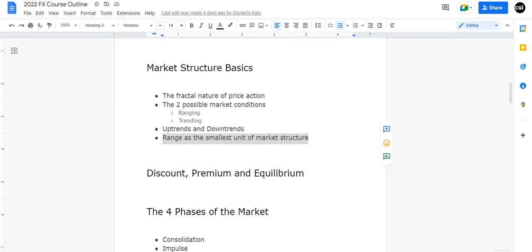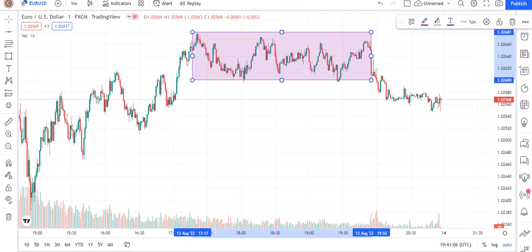It always moves up or down. So now, two possible market conditions: either it's ranging or it's trending. Like I said about Twitter before, Twitter is kind of like a ranging stock. It doesn't usually move up or down too much. It just stays in the same range for a long time.